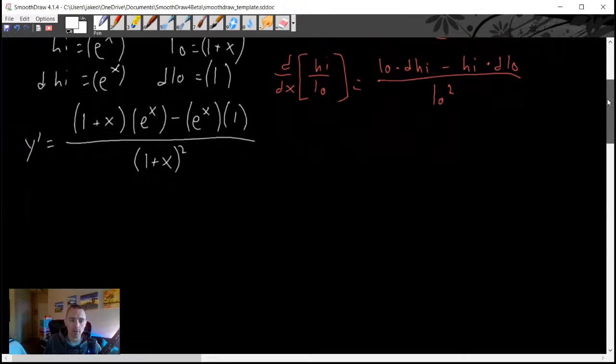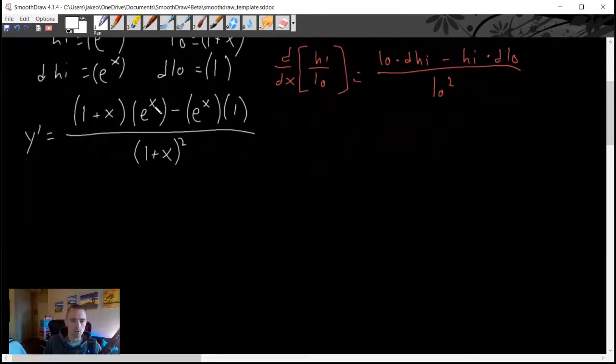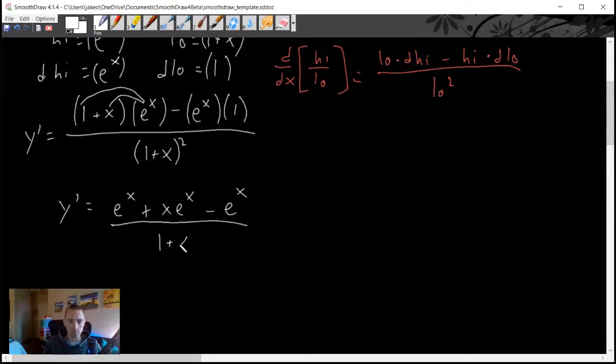So now what we can do from here is simplify this. So first of all, e to the x will be able to distribute. So we're going to get y prime equals e to the x times 1 is just e to the x. E to the x times x is plus x e to the x. And then e to the x times 1 is just e to the x, so then we're going to get minus e to the x. And then all over 1 plus x squared.